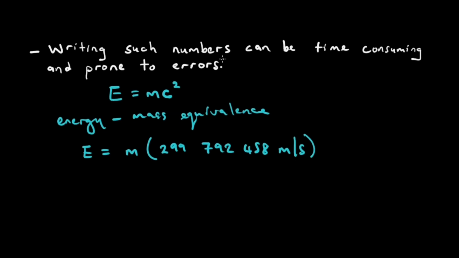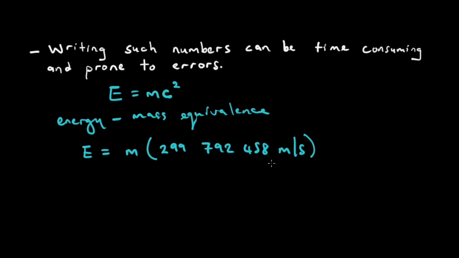Writing such numbers can be time consuming. You are spending your time writing numbers instead of spending your time theorizing and seeing how you can solve the problem before you, and also prone to errors. You might write this constant, the speed of light, wrongly. So the reason why scientists employ prefixes or the use of the standard form is that they want to avoid the issue of writing such numbers being time consuming. They want to save time. Time is precious. Time is money, according to some philosophy. And they also don't want to make errors.